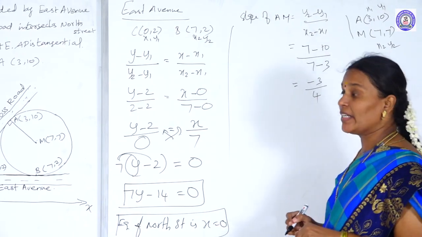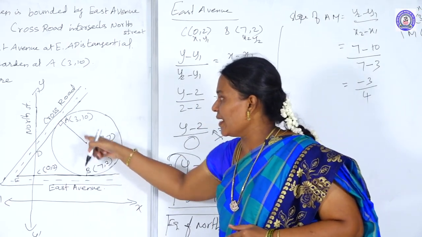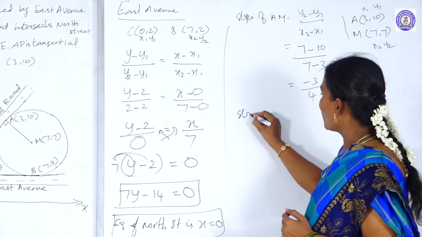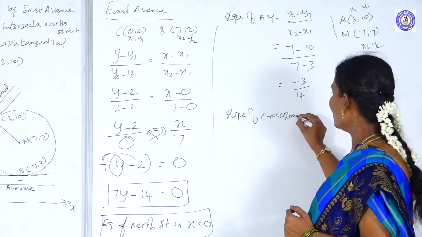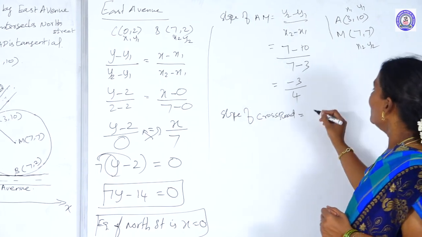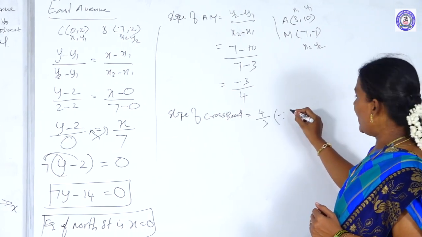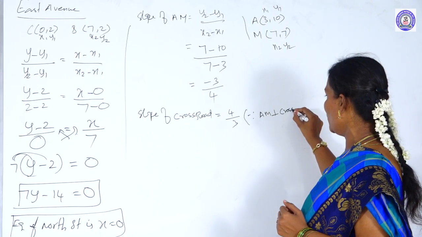What is the slope of the crossroad? This crossroad is perpendicular to the radius, isn't it? So the slope of the crossroad is 4 by 3. Why 4 by 3? Because that radius AM is perpendicular to the crossroad.